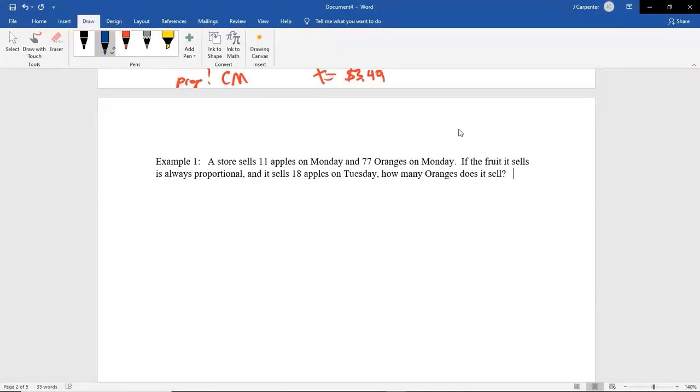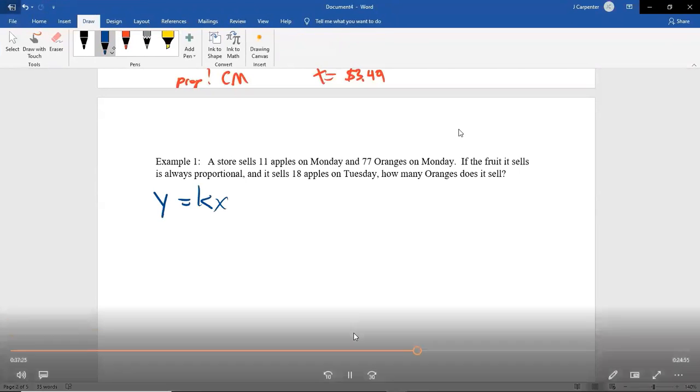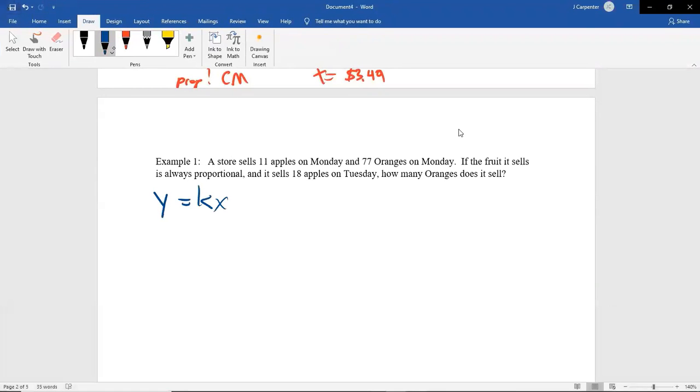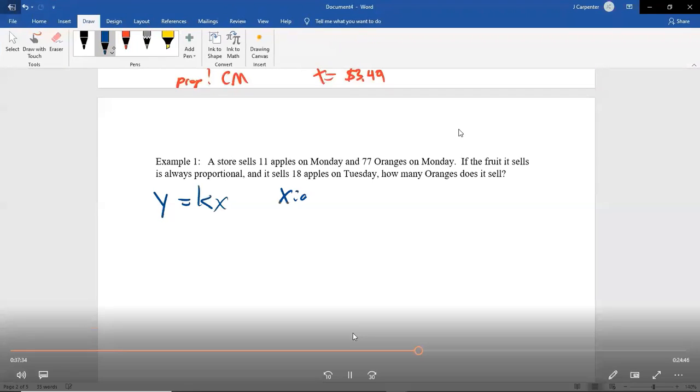So we're talking about apples and oranges. If the fruit it sells is always proportional, that tells us that we can use y equals kx. They're always proportional. Now I've called the y and x apples and oranges, but I haven't written it anywhere. Which one do I want to call apples? Which one do I want to call oranges? Technically, it doesn't matter. I have mentioned that for direct proportions, it does not matter which one you call y and x as long as you're consistent. You just might find a different value of k in that process. So I'm going to choose to call x the apples and y the oranges.